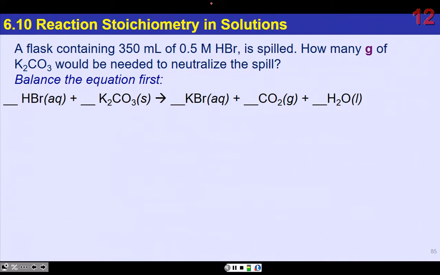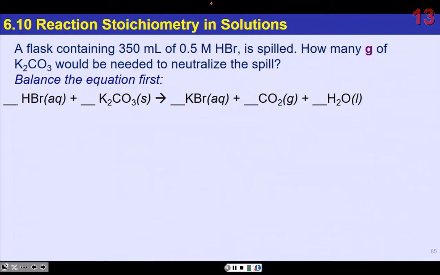Okay, so let's say you've got a flask of this acid. It's hydrobromic acid. It's a cousin to hydrochloric acid. And it's got 350 milliliters, and you spilled it. Oh dear, it's a strong acid, and it's not good stuff. You need to clean it up. So how many grams of potassium carbonate would be needed to neutralize the spill?